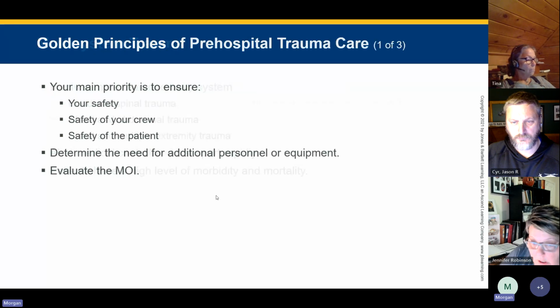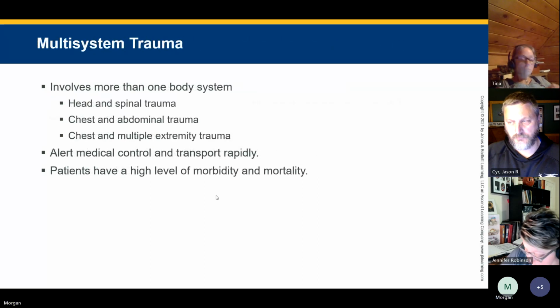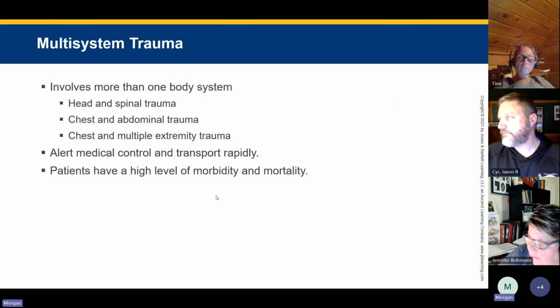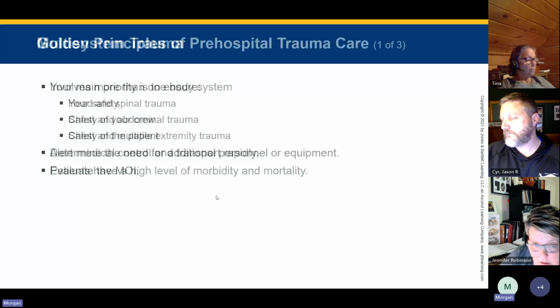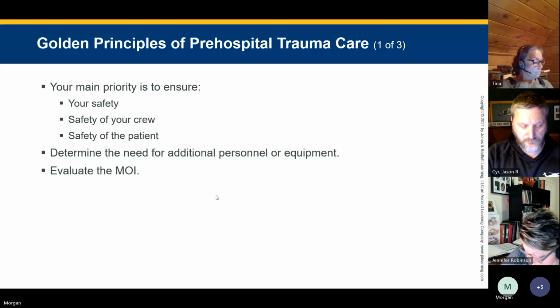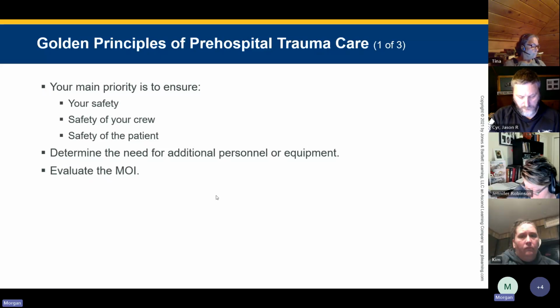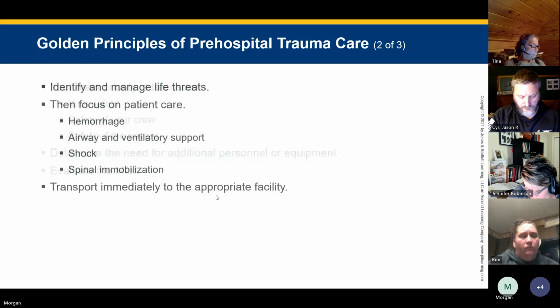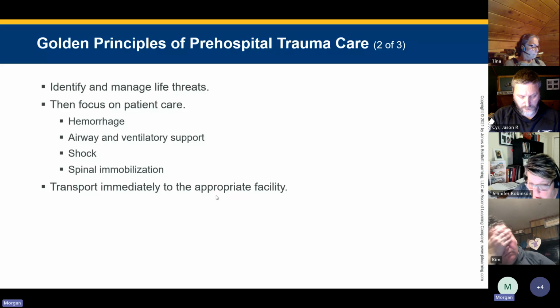So your main priorities. What are the main priorities on a scene? Safety. Safety for you, safety for your partner, and safety for your patient and your crew. Call for additional personnel, like ALS or DART or Maine Med. And again, evaluate the mechanism of injury. Identify and manage life threats. Then focus on patient care.